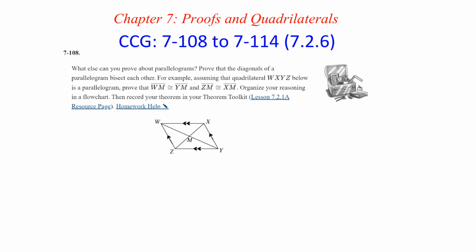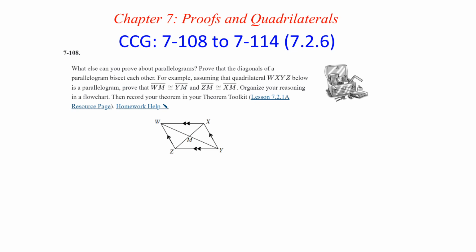What else can you prove about parallelograms? Prove that the diagonals of a parallelogram bisect each other. For example, assuming that the quadrilateral WXYZ below is a parallelogram, prove that line segment WN is congruent to line segment YM, and line segment ZM is congruent to line segment XM. Organize your reasoning in a flowchart, then record your theorem in your theorem toolkit.